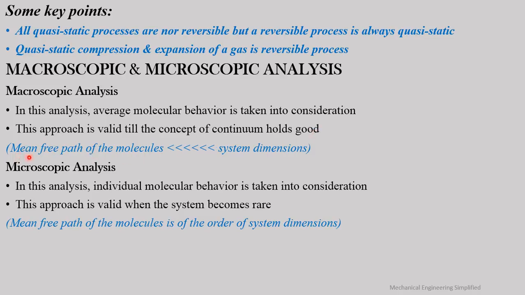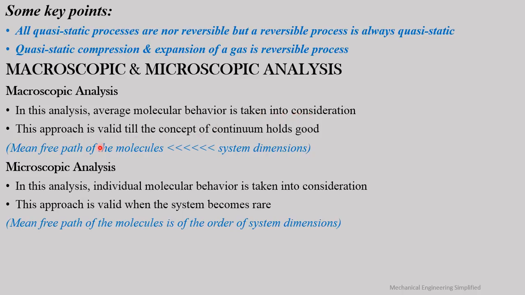What is that? The mean free path of the molecules is very much less than the system dimensions. What is the mean free path of the molecule? Mean free path of the molecules means the distance traveled by the molecules between successive collisions, and if that distance is very much less than the system dimensions, then the concept of continuum is valid, and in that case we will consider the macroscopic analysis and the average molecular behavior will be taken into consideration.